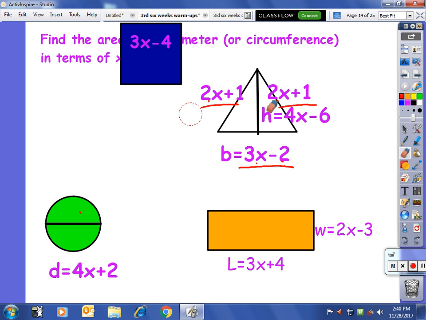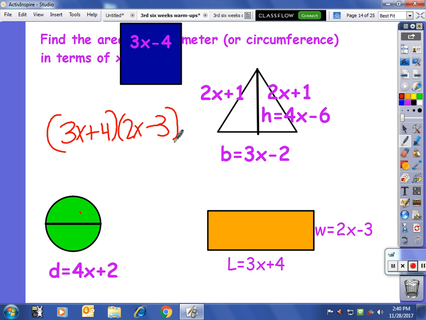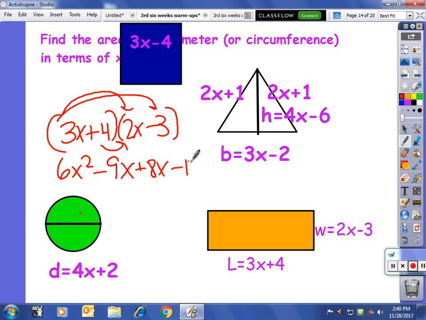All right, and then the last one. Area of a rectangle is length times width. So we're going to do 3x plus 4 times 2x minus 3 using FOIL, of course. That's going to give you 6x squared minus 9x plus 8x, and then minus 12 at the end. That's 6x squared minus x minus 12. That's my area.